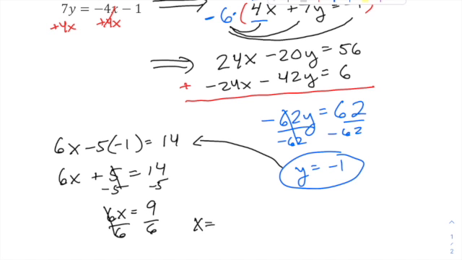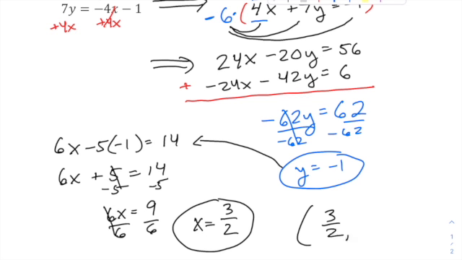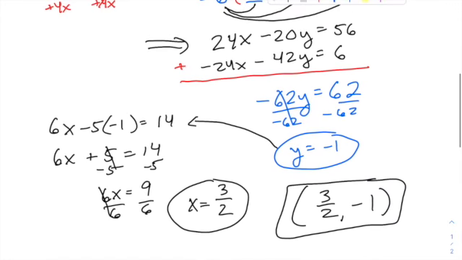And 9/6 reduces. 3 goes into each. It reduces to 3/2. So there's your x value. Or as an ordered pair, that would be (3/2, -1). That would be the point where these two lines intersect. And a great way to check is to graph them on Desmos or use substitution and see if you get the same answer. But there we go.